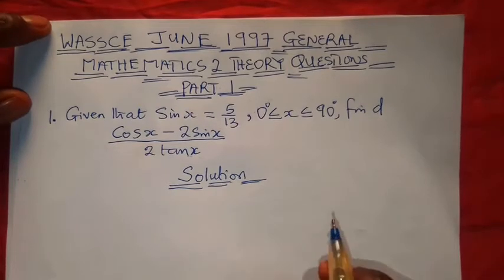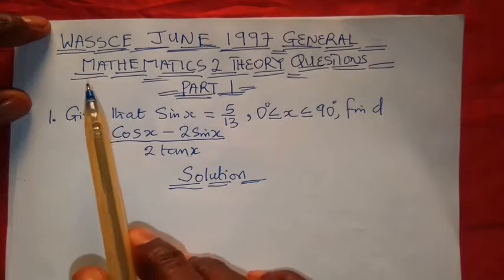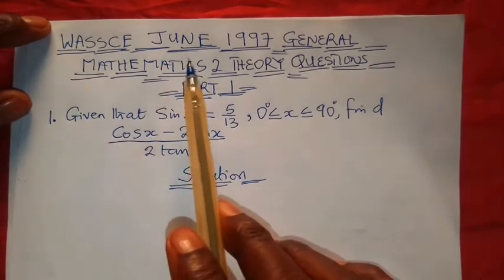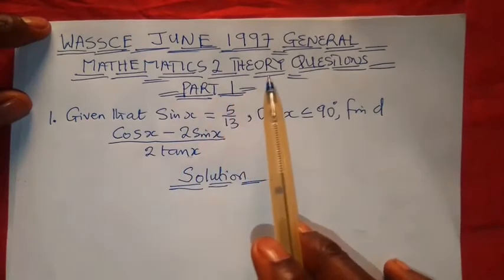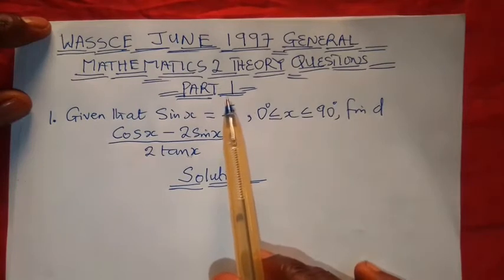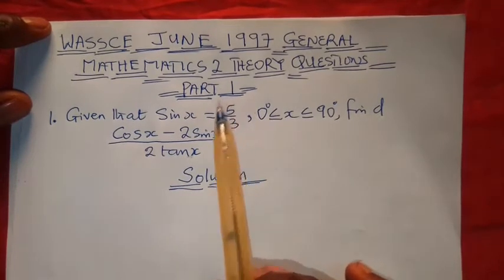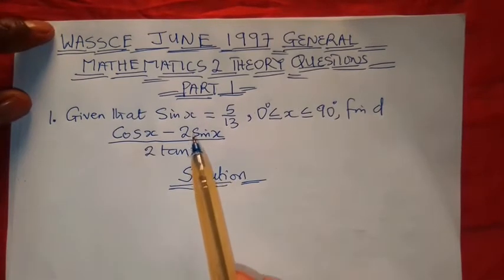In our lesson today, we shall be considering this question. This question is taken from WASSCE, June 1997, General Mathematics 2 Theory Questions, and this is part 1 of this particular question. Now, this question we are going to be looking at today is from Trigonometry.